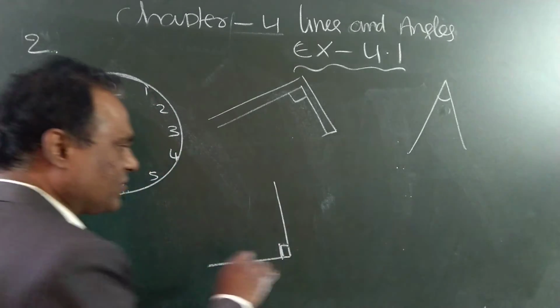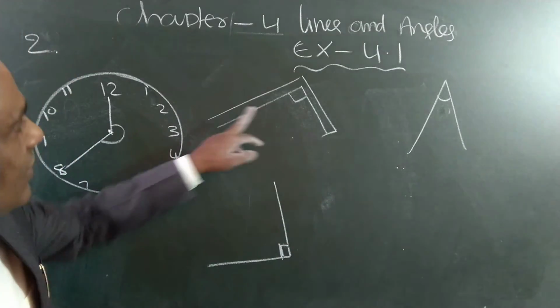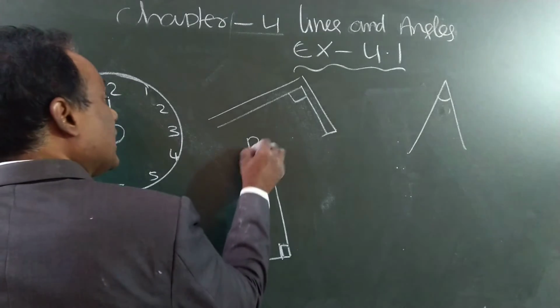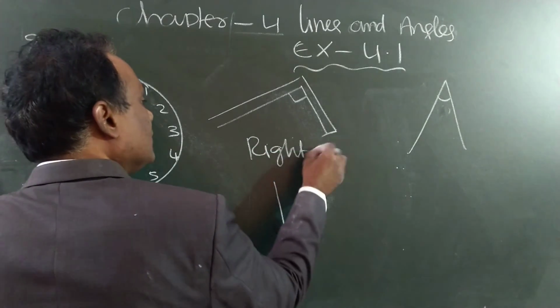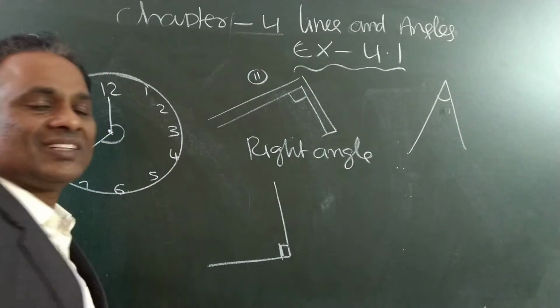Vertical line and horizontal line, this is 90 degrees. You know 90 degrees means perfectly like this, straight. This is 90 degrees. We can call it a right angle. The second one is a right angle.